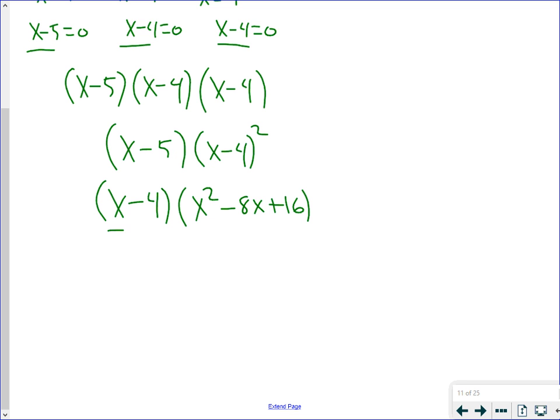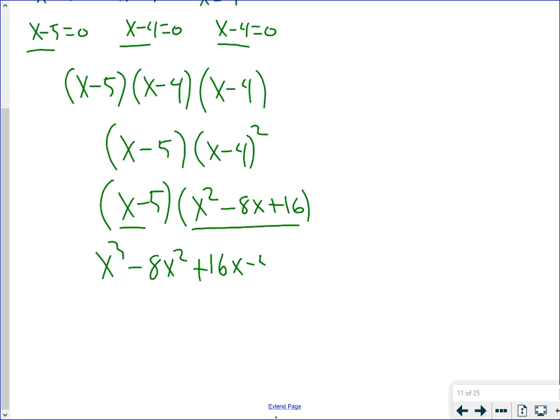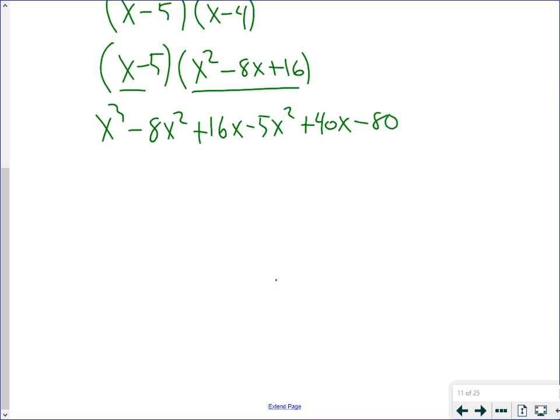And now all we're going to do, that should be x minus 5, not x minus 4. So we have x minus 5 times this polynomial. Now we're going to multiply them both together. So we get x cubed minus 8x squared plus 16x minus 5x squared plus 40x minus 80. We multiplied x minus 5 with x squared minus 8x plus 16, and now we're going to add like terms.